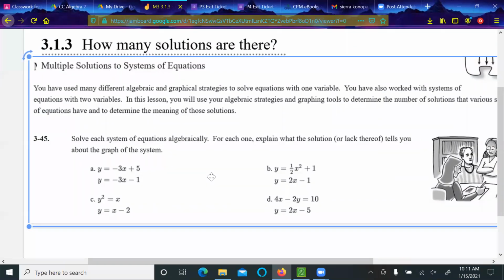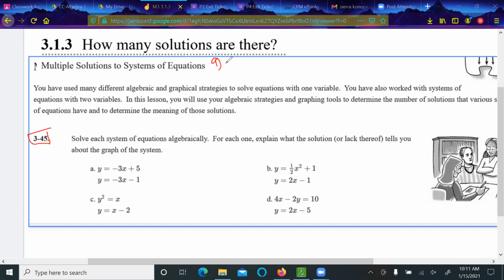Okay, so we are going to get my pen in here and look at number 45. Let's write 3-45 on our paper. Solve each system of equations algebraically. For each one, explain what the solution or lack thereof tells you about the graph of the system. Okay, so we'll write down number 45, and we'll write down A. I don't have a lot of room to write here.